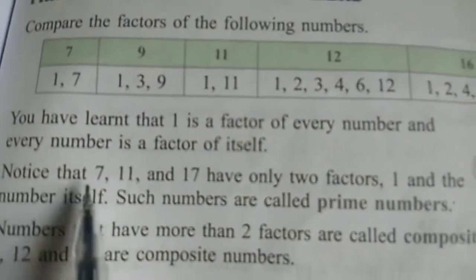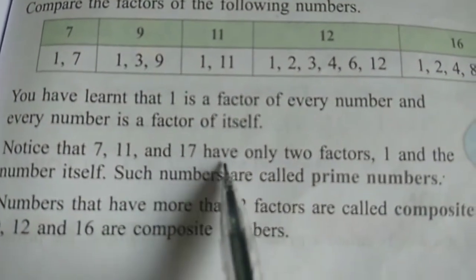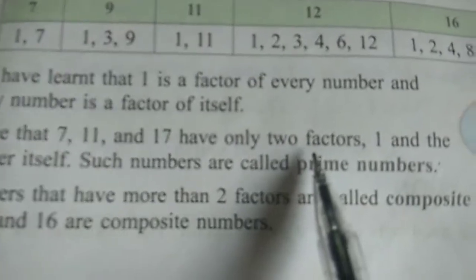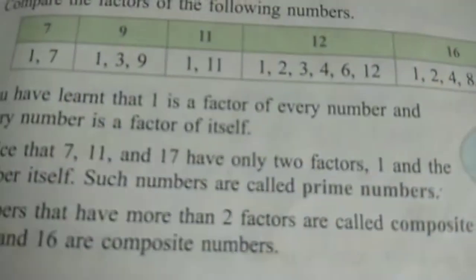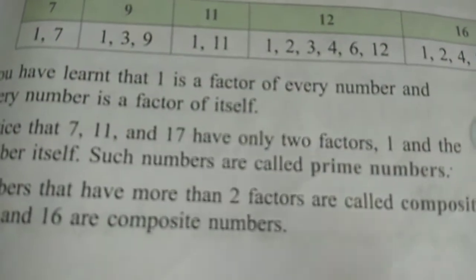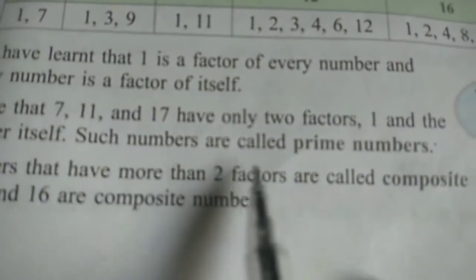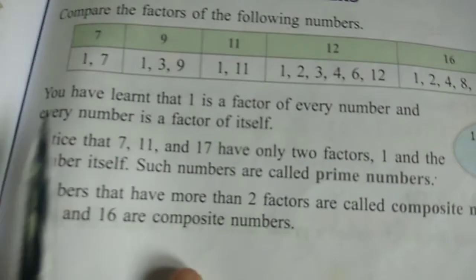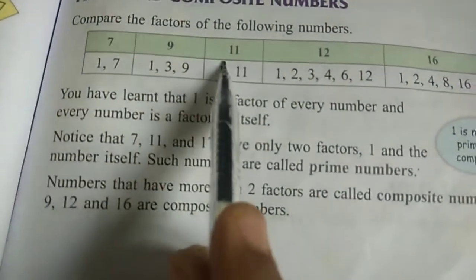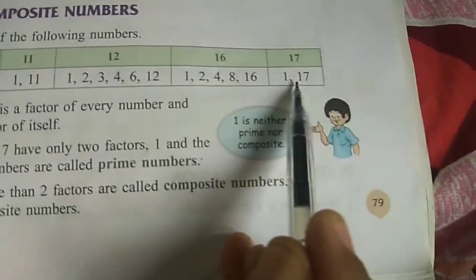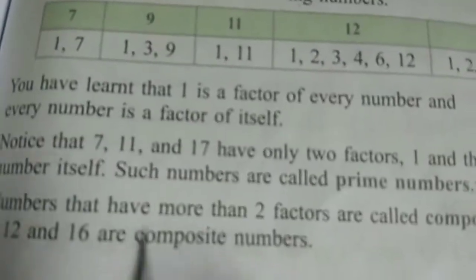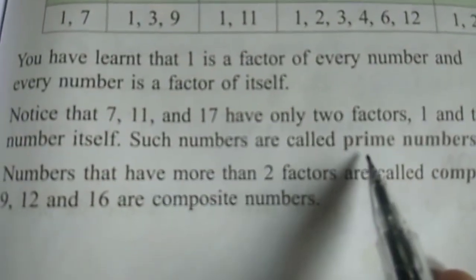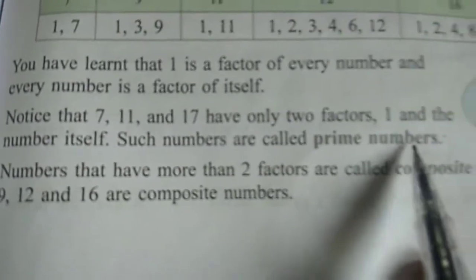See, 7, 11 and 17 have only two factors. What are the factors, children? 1 and the number itself. Such numbers are called prime numbers. Understood, children? Likewise 7, 11 and 17 go in 1 and the number itself. Those numbers are called prime numbers. So what are prime numbers, children?